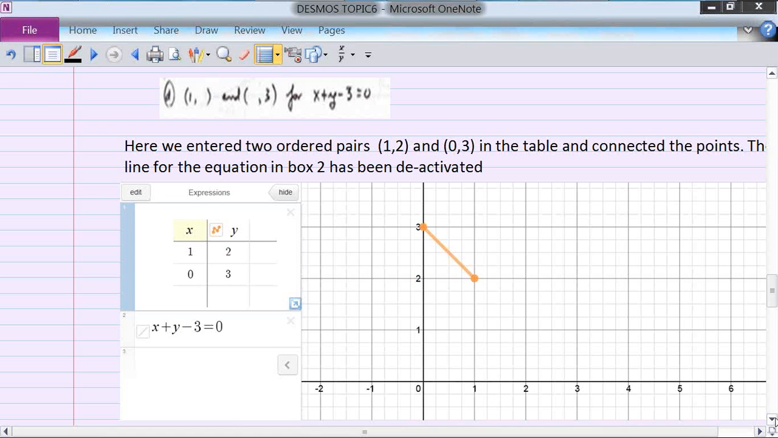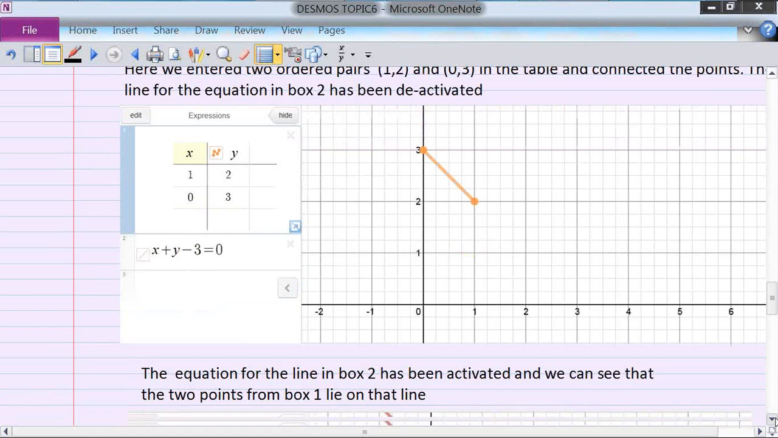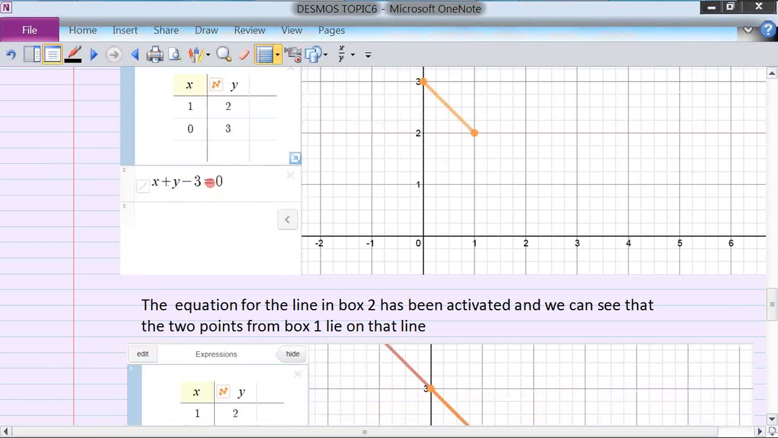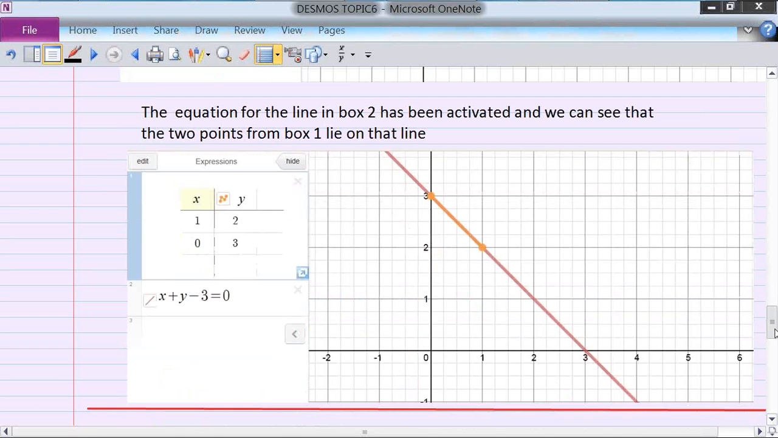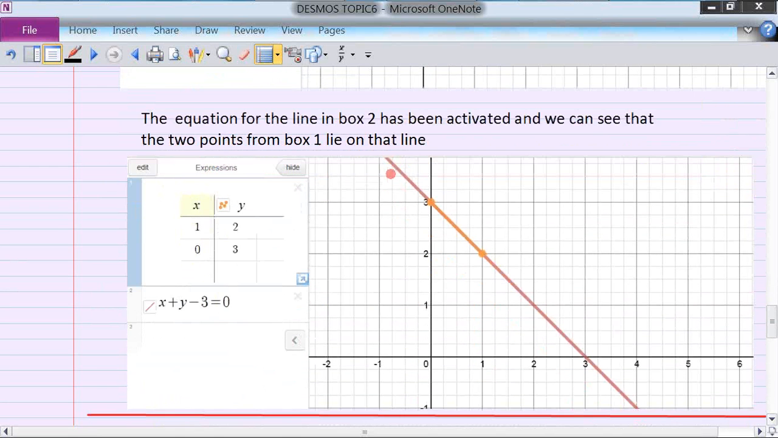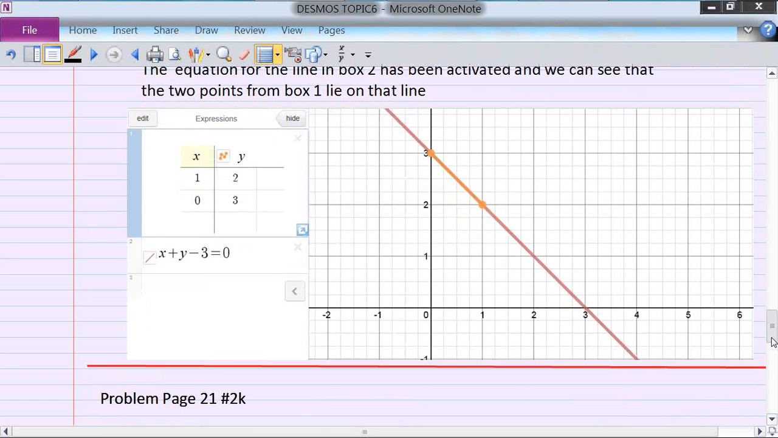Okay, now what we do is we put this equation in, but we deactivate it. So we just click over here and deactivate it so it doesn't show. And then we activate it, and we see that the line, the extension of the line, falls on these values, the ordered pairs. So this is a check that we've done the problem correctly.